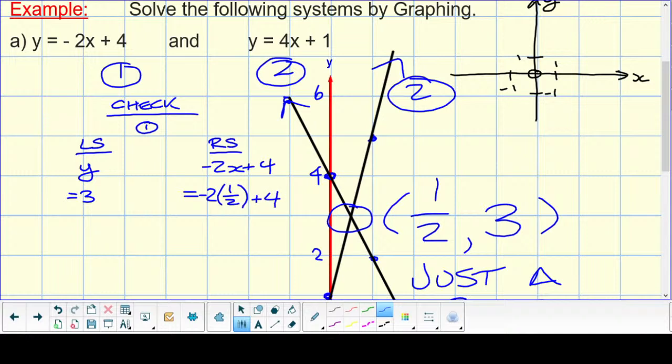Now, I don't have any more math to do on the left side. Looks like I have some math to do on the right side. Minus 2 times a half is minus 1. Minus 1 plus 4 is 3.